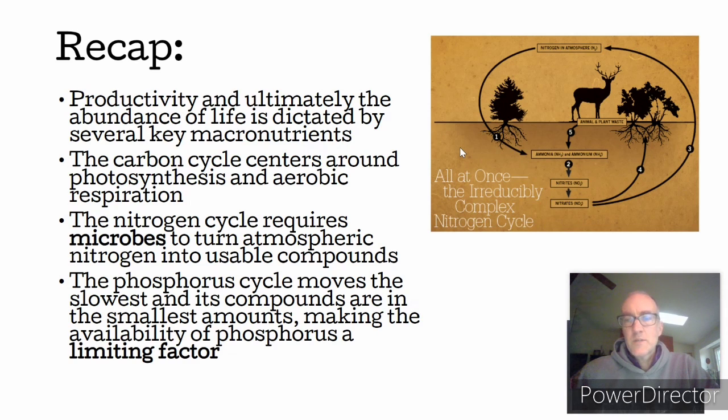Phosphorus is the slowest of the cycles, and its compounds are in the smallest amounts, making them a very important limiting factor for plant growth, and that can have major impacts on aquatic ecosystems.